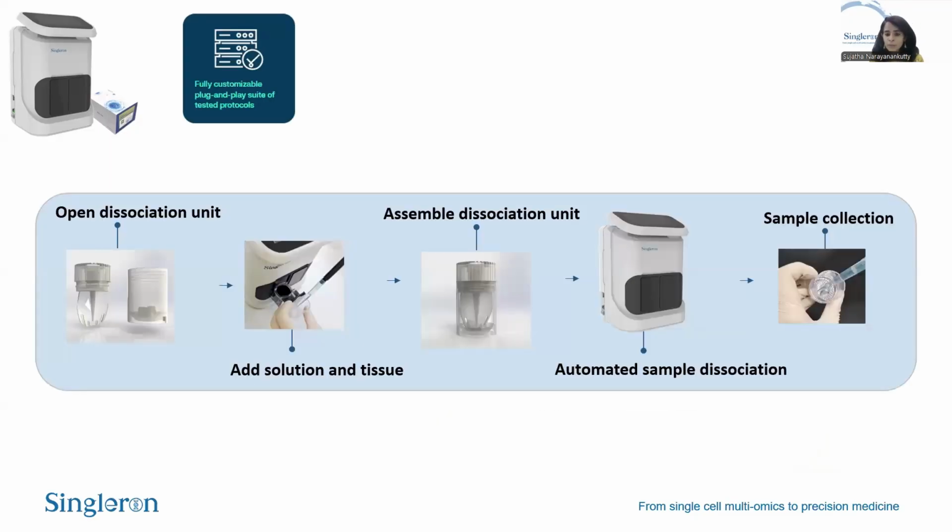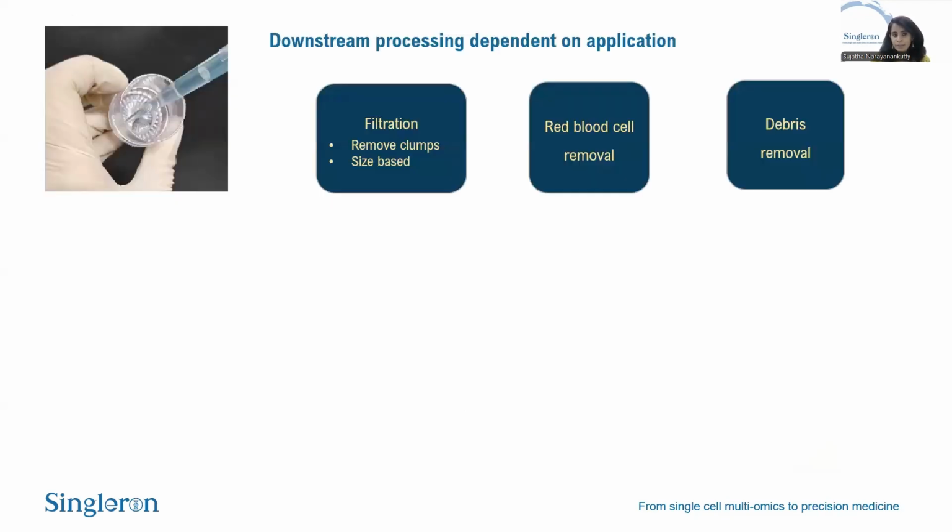Using the instrument is also very straightforward. You can see the workflow here. You open the unit, add your solution and tissue based on the amount and the weight. You assemble the unit, put it into the instrument, and run your program. Then at the end of it, you get the single cell suspension that can be taken out for your downstream processing.